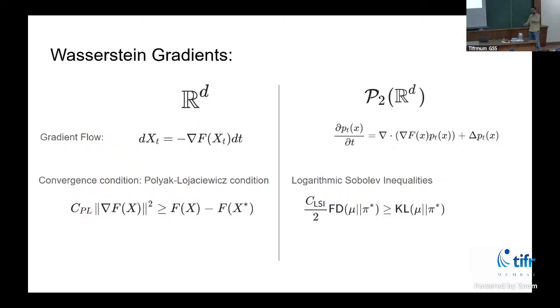So you give me anything where this holds, then I will show that the Fisher divergence between mu and pi star is greater than the KL divergence between mu and pi star. This also holds when the KL divergence is infinity, because then it ensures that the Fisher divergence is also infinity. So yeah, this class of inequalities is called Log-Sobolev inequalities.